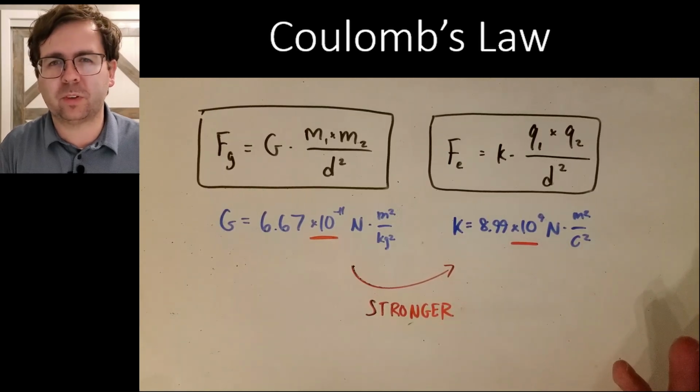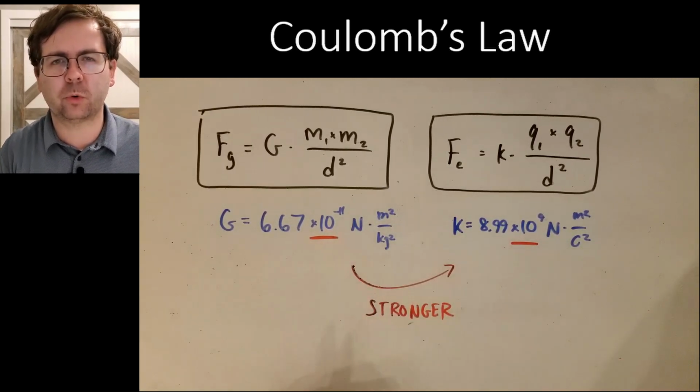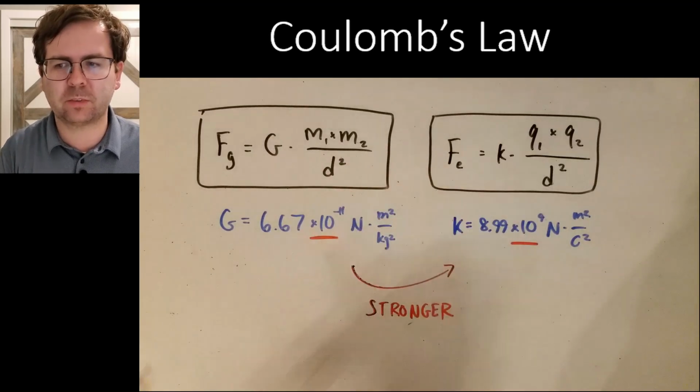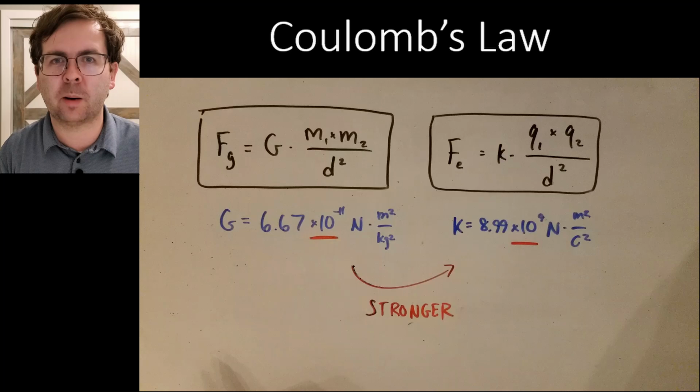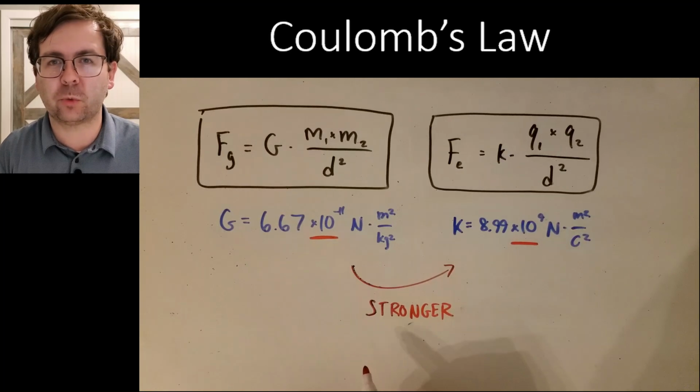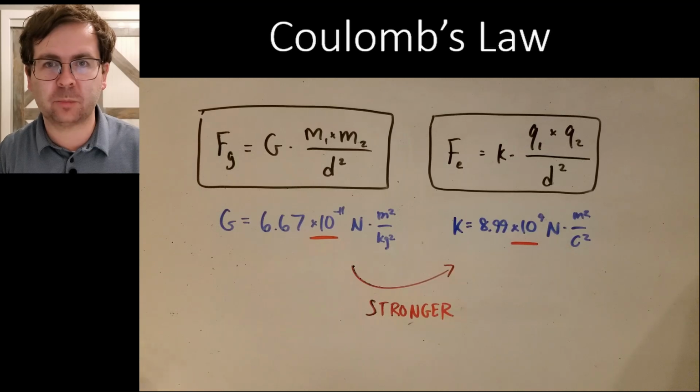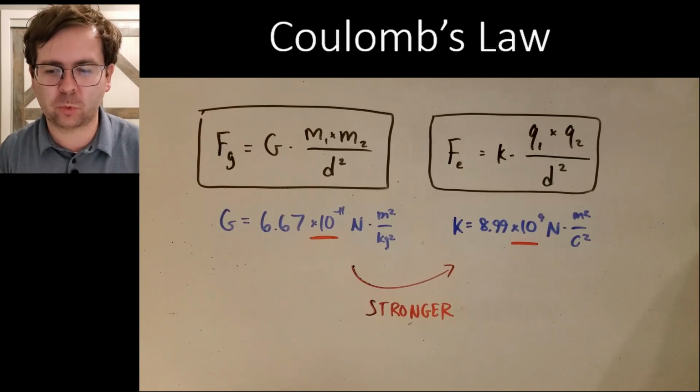And the way that this makes sense is, the gravitational force really only acts if one of the masses is really giant. Gravitational force doesn't act between ordinary objects. The electrostatic force acts between ordinary objects all the time. In fact, it's what holds atoms and molecules together. It's an extremely important force.